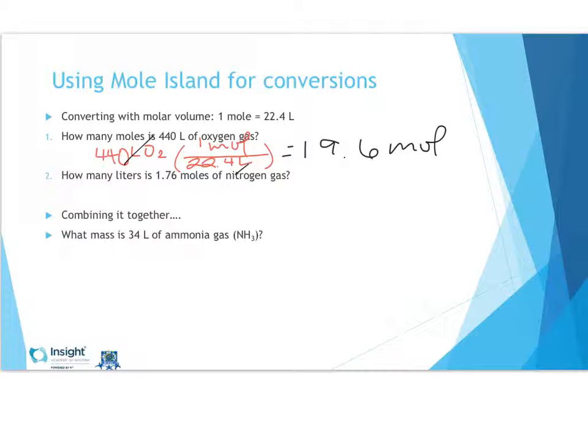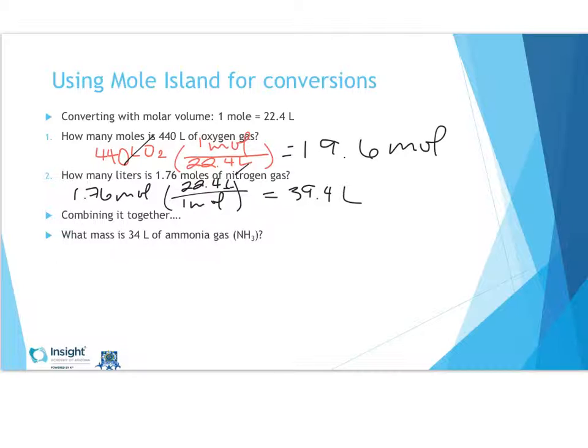Okay, and then how many liters in 1.76 moles of nitrogen gas? So 1.76 moles, 1 mole on the bottom, 22.4 liters on top. And that is going to be multiplied, 1.76 times 22.4, which is 39.4 liters. Okay, now the last one is a trickier one, and this is putting it all together.